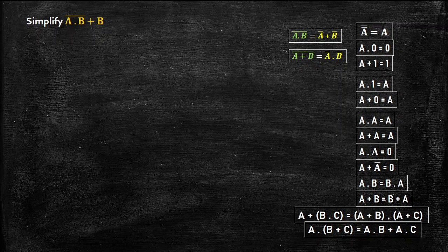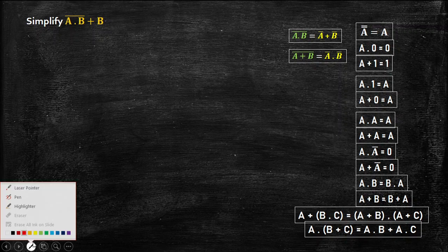Now this question needs you to simplify the given Boolean expression. This Boolean expression will be simplified with the help of the laws written down here. These are all the laws which you have seen in the previous slide. These are the laws that we are going to use so that this equation can be simplified. Okay, let us see how to simplify it.